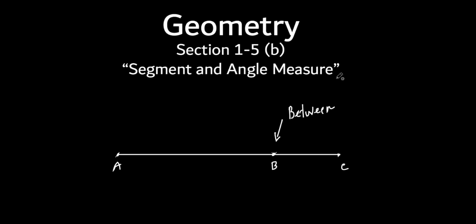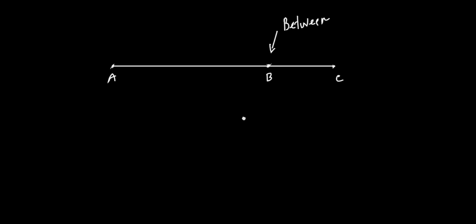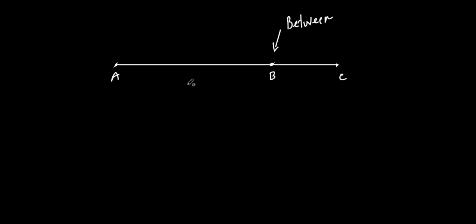It's pretty easy to understand, but here's what they really want you to see. It's not just knowing the word between. If B is between A and C, that means that this is true: AB plus BC equals, what do you think?